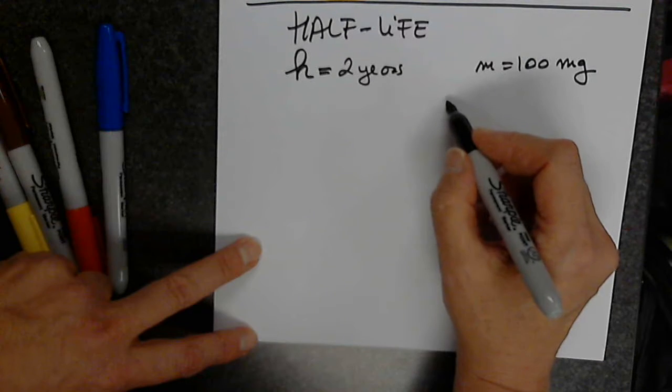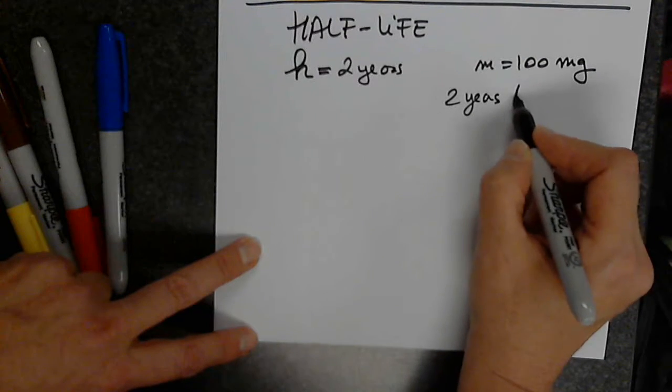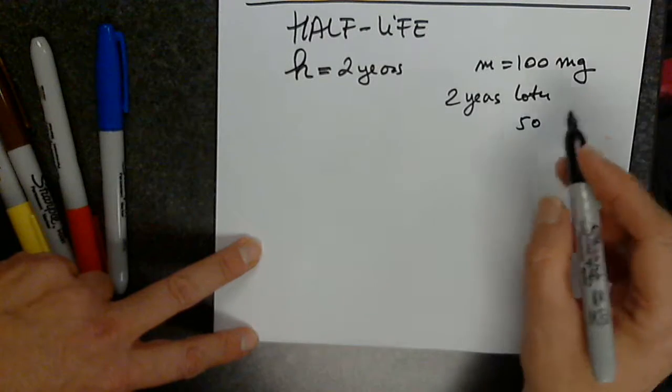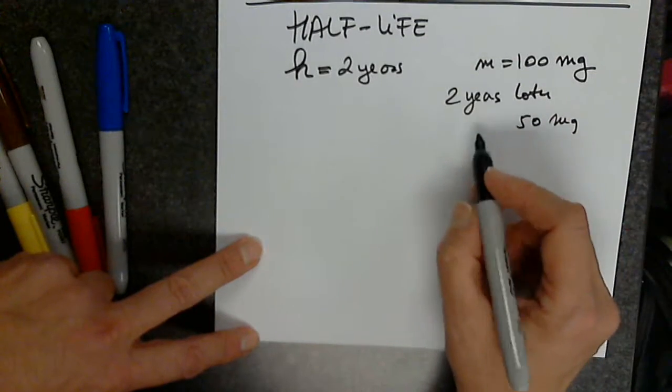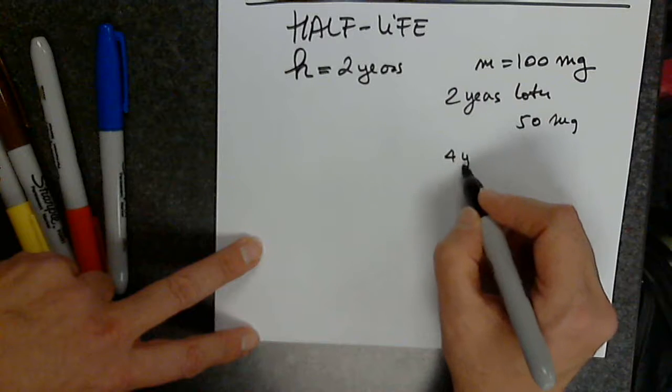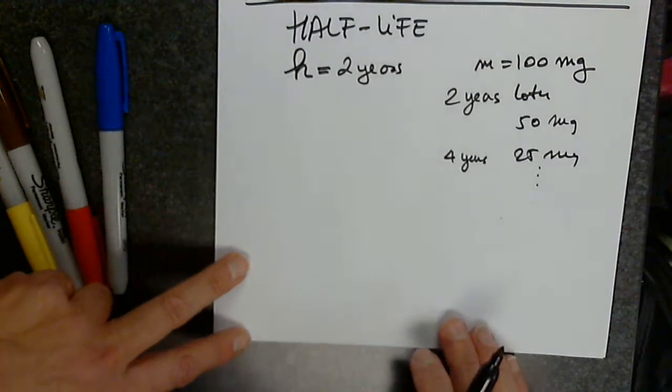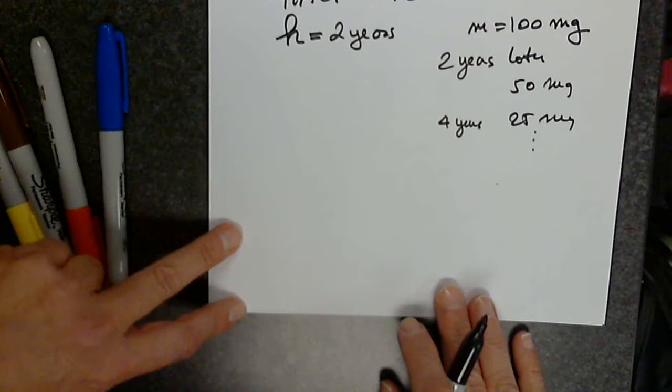What will happen 2 years later? We have 50. It gets halved, right. What happens 2 more years later, or a total of 4 years later? 25. And so on and so forth. Agreed? Okay.